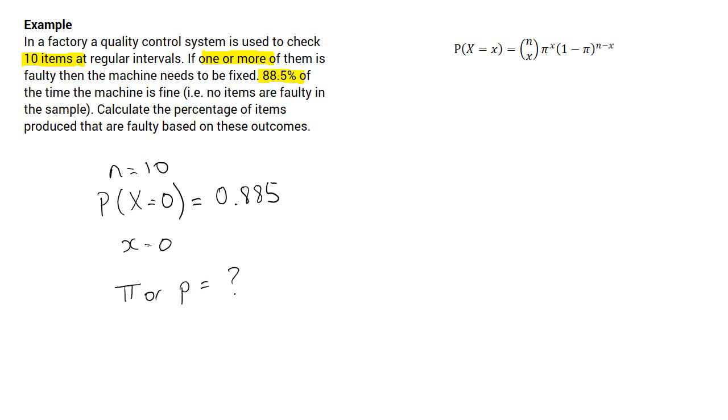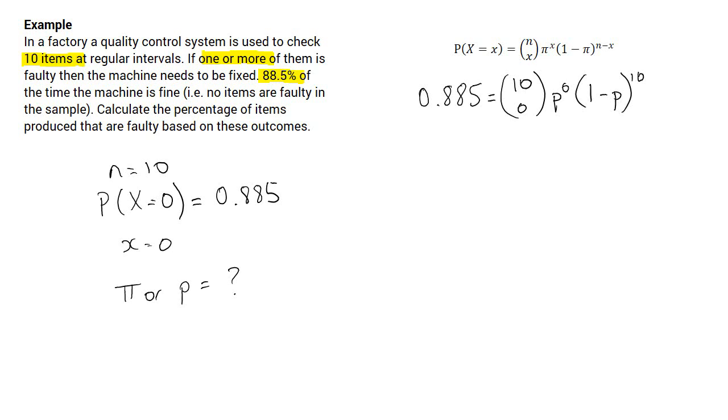Now that we have this information, we're going to substitute it into this formula. So the probability that x equals 0 is 0.885. n choose x is 10 choose 0. Pi we don't know, so we'll just call it p, to the power of 0. Then 1 minus p, to the power of 10 minus 0, which is 10.